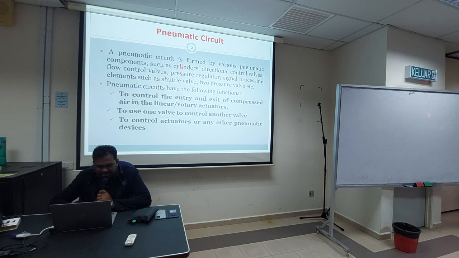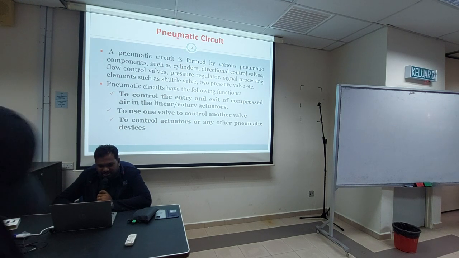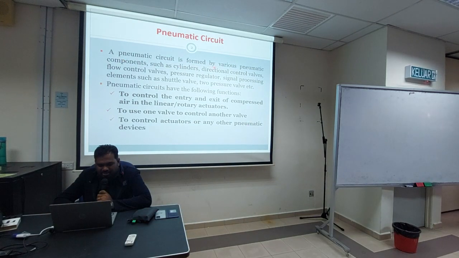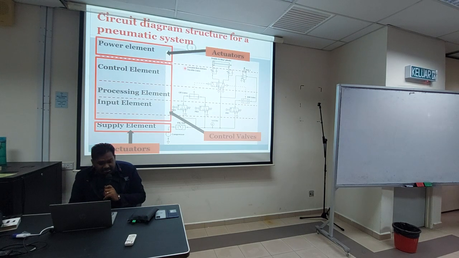So, pneumatic circuit. What is a pneumatic circuit? A pneumatic circuit is formed by various pneumatic components such as cylinder, direction control valve, flow control valve, pressure regulator, and signal processing elements such as shuttle valve, two pressure valve, and etc. So you can see here, all these elements: supply element, input element, processing element, control element, and power element must be there.